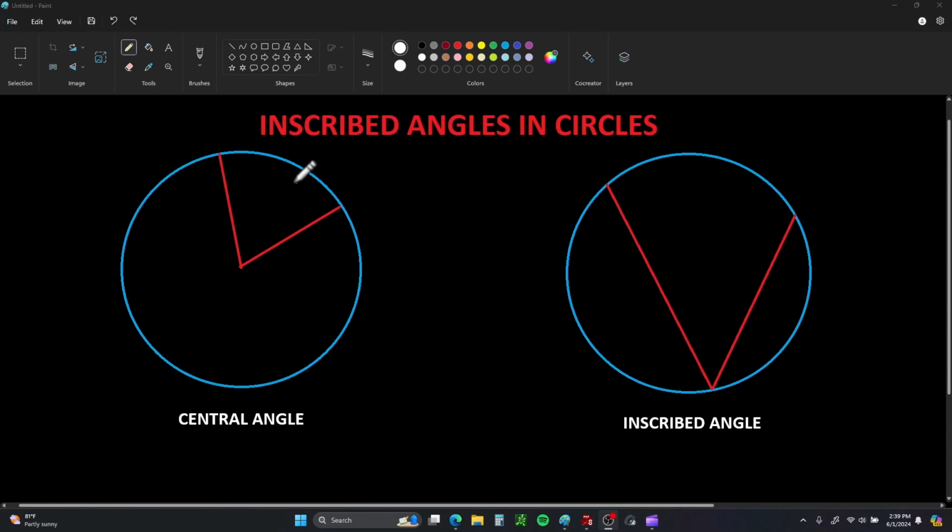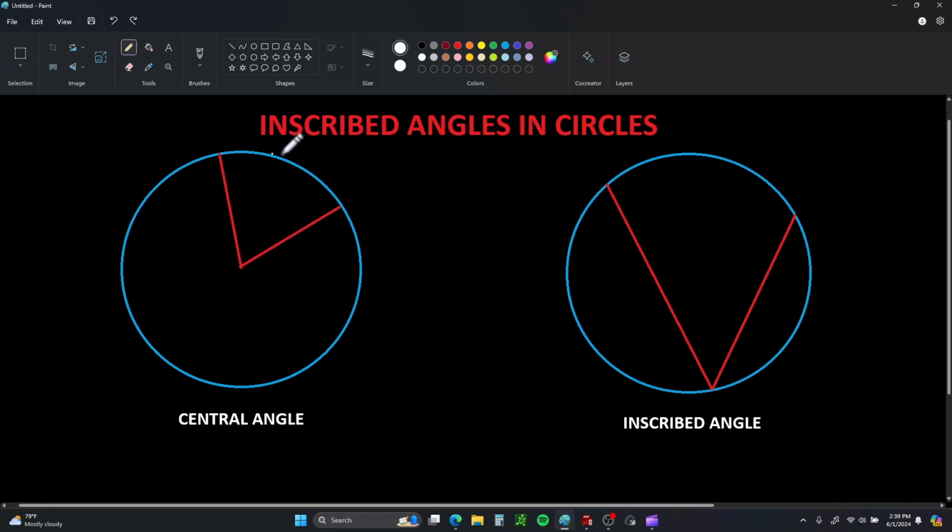In order to start a discussion of inscribed angles inside a circle, first a distinction must be made between when you have a central angle and an inscribed angle. So the central angle, the vertex over here is located at the center of the circle, and the sides of the angle are radii of the circle. And the central angle is the easier one.